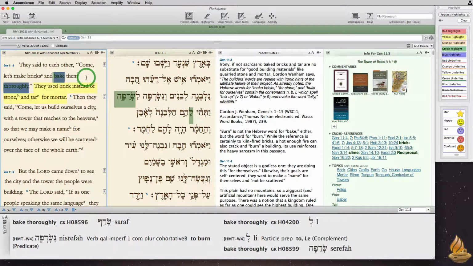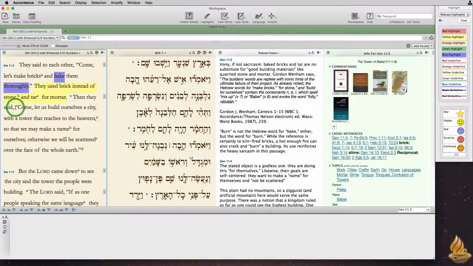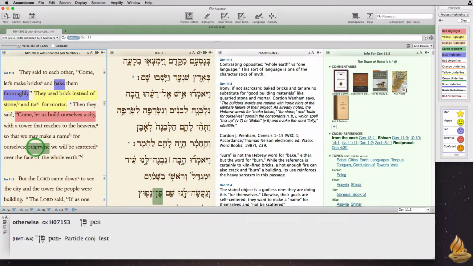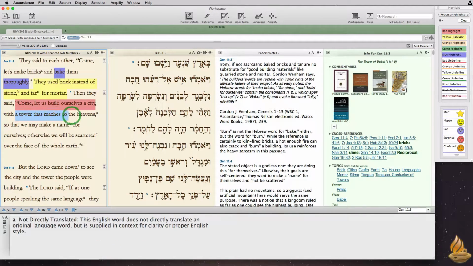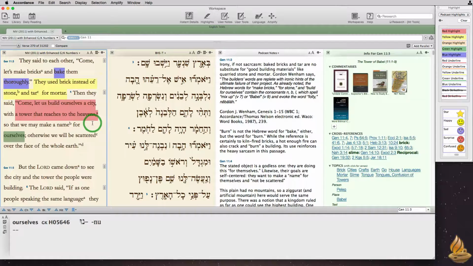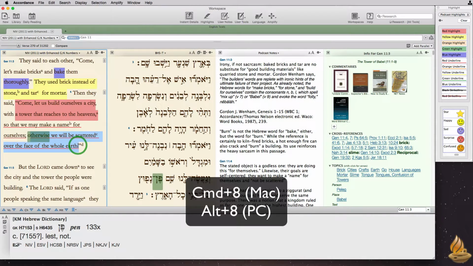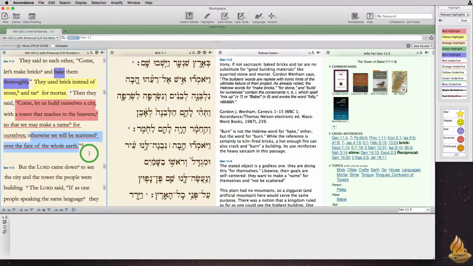Now, let's get to the purpose clause. Of course, what they want to do is to build themselves a city, and I'm going to use a red highlight for that. That city is going to have a tower that reaches to the heavens. That, of course, is the Tower of Babel that gives this story its name. And there are two things that they understand are going to flow from that. First of all, that building project is going to give them a name for themselves. That's the positive outcome. And the second is it's going to help them avoid a negative outcome, because otherwise they're going to be scattered over the face of the whole earth.